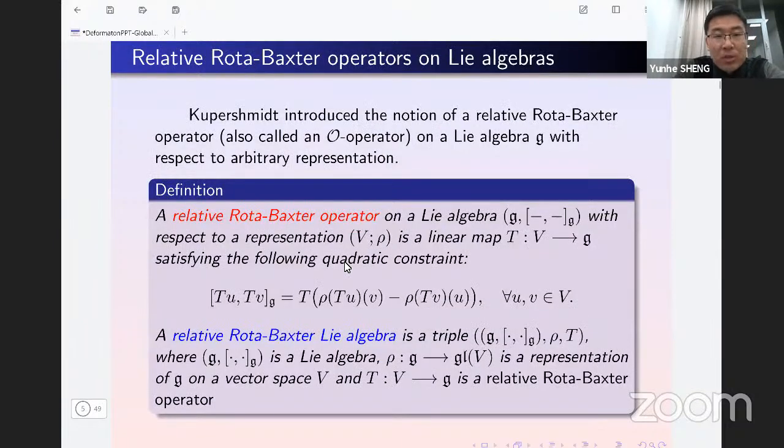Then Kupershmidt introduced the notion of a relative Rota-Baxter operator, which is also called an O-operator, on a Lie algebra G with respect to an arbitrary representation. So a relative Rota-Baxter operator on a Lie algebra G with respect to a representation (V, rho) is a linear map T from V to G, satisfying the following quadratic condition.